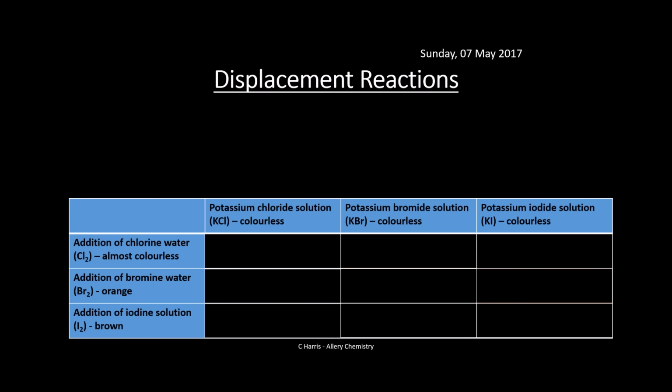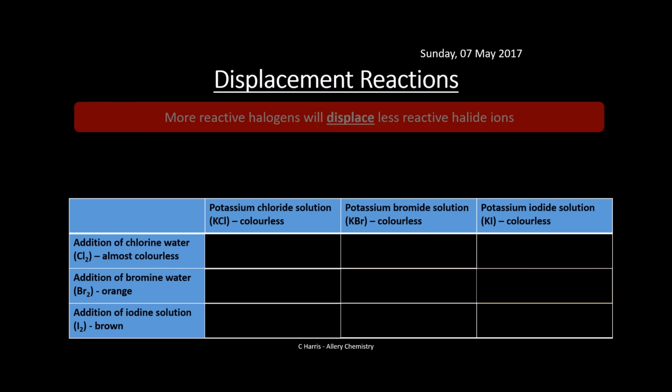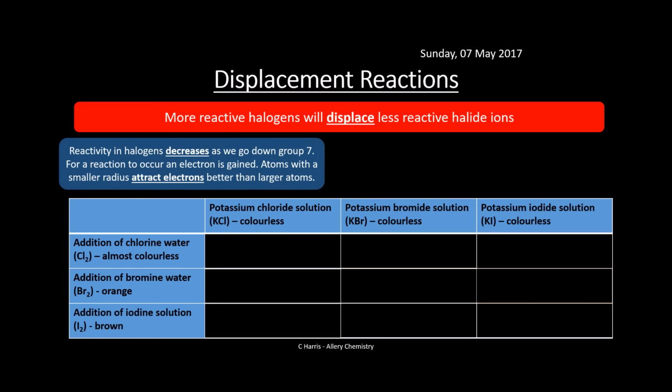Okay, right. So let's have a look at some displacement reactions. These are pretty important. You do see a lot of these for halogens, and they pretty much explain the reactivity that we've described before. The fundamental rule is that more reactive halogens will displace a less reactive halide ion. Like we said before, the reactivity of halogens decreases as we go down Group 7.